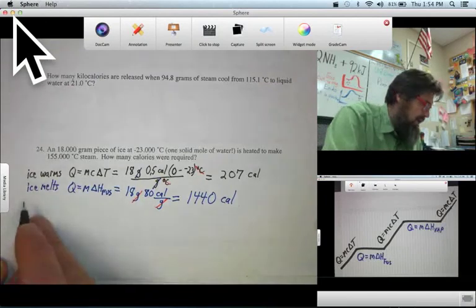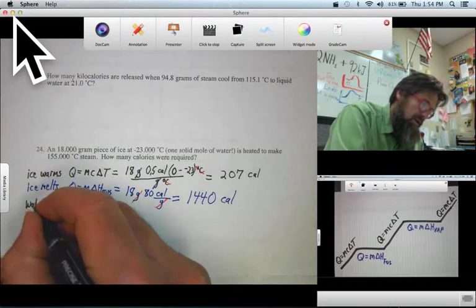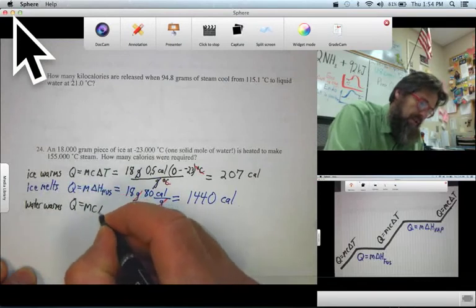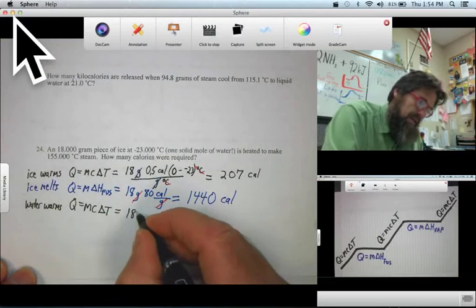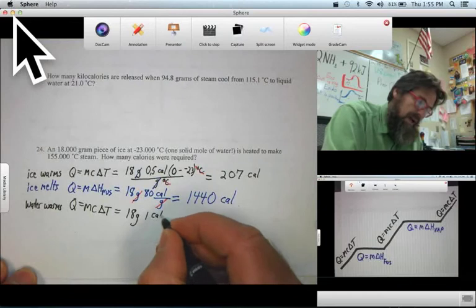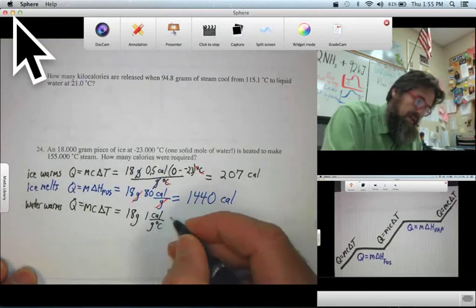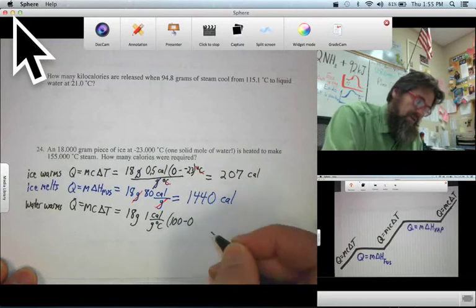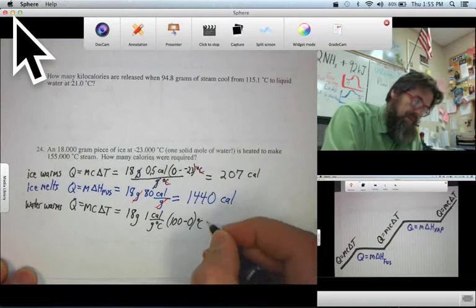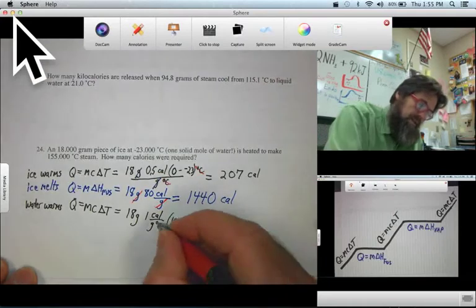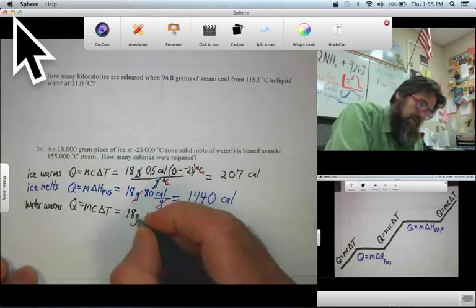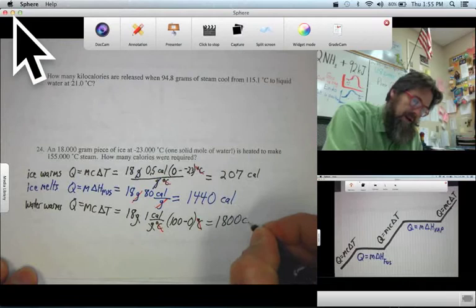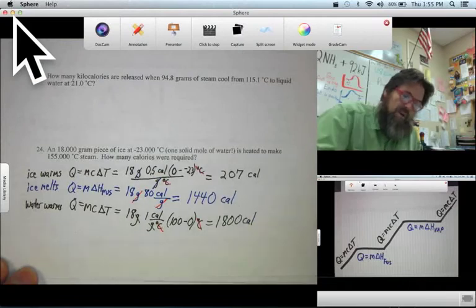Okay, so come on over and watch what I'm doing. Next segment, that's where liquid water warms. And for that, we use our standard Q equals mc delta T. The mass, 18 grams. The specific heat of water, 1 calorie per gram degrees C. The delta T, well, this time we take the T final, which is 100, minus the T initial, 0, that many degrees C. And let's show our cancellations. Degrees C over degrees C, and we cancel grams over grams. We do the math, and we get 1,800 calories.